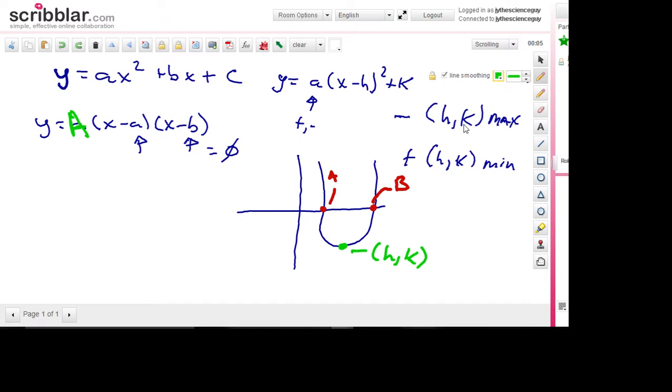The h comma k is the vertex. If I factor this, I get this formula, so it tells me where the zeros are. And I can use that equation to go from this form to that form, and I'll show you how to do that. Okay, so let me give you an example. So I'll just do the one that's in the book. All right.